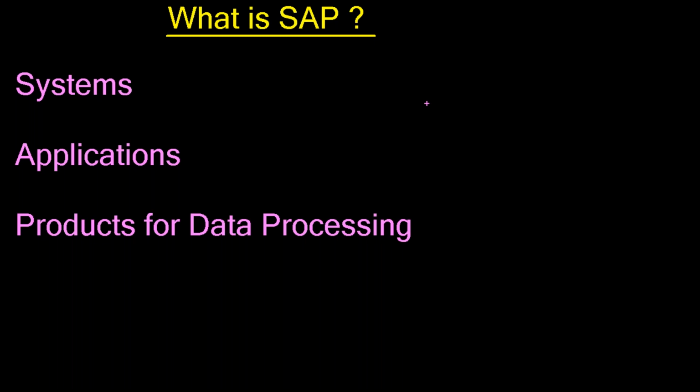So by using operating systems, applications, and products, we can process any data. That is SAP. We should call it SAP only, because that's a company name, just like TCS and IBM. We call it TCS, we call it IBM, because those are company names, not words. The same way, SAP we should call SAP only, not as a word.